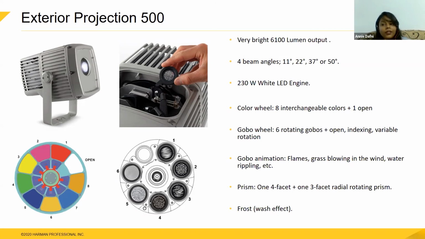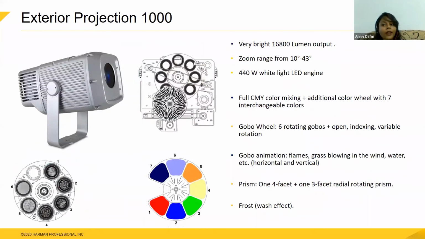And we also have the animation wheel to create effects like grass blowing in the wind, or water rippling effect, or passing clouds effect. And the fixture also comes with a prism to create a 4 facet or a 3 facet prism, wherein you can split the beam into 4 and 3 respectively. And it also comes with a frost lens to create a soft edged wash effect. Now the 500 has all the features of the 1000.